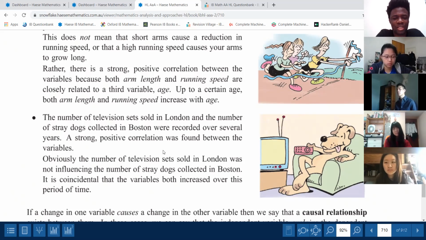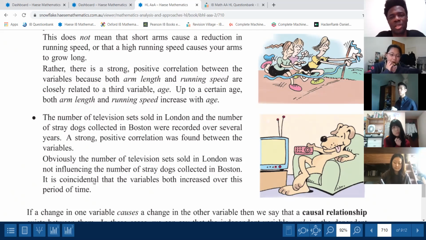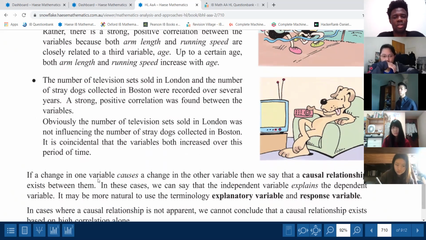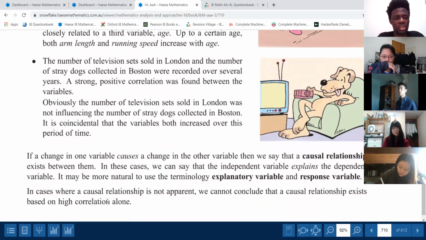Obviously, the number of television sets sold in London was not influencing the number of stray dogs in Boston, except there is something we don't know. Maybe the aliens can tell us. It is a mere coincidence that these two variables increase over time. It's just a mere coincidence. There might be other factors. So this is the conclusion here.